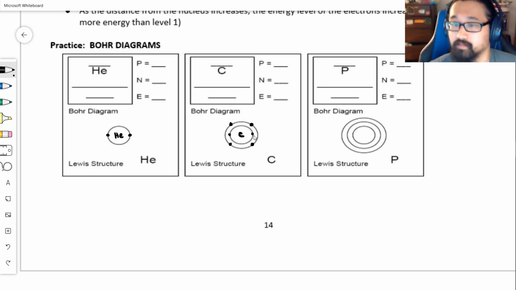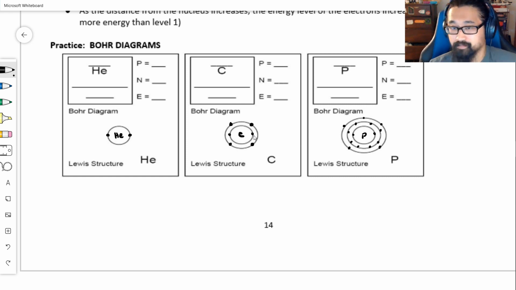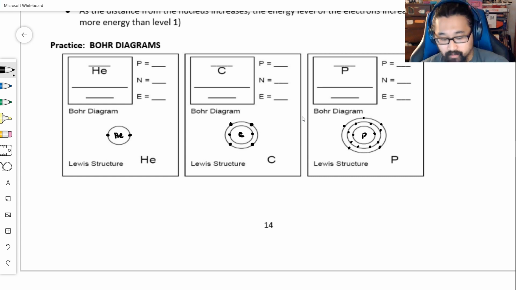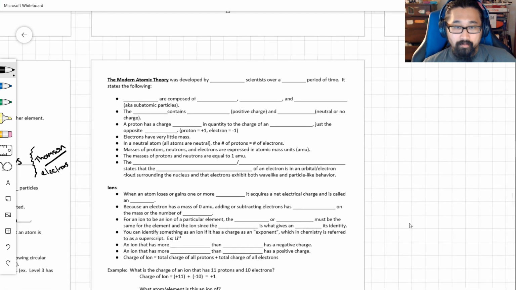Got my pen back. Finally, phosphorus. If you were to look for it, it'd be number 15. You would see 2 dots. Then you would see 8 dots. And then you would see 5 dots. And that's phosphorus. Right? Now, Bohr diagrams are not superbly difficult. However, the big thing is to make sure that you have the correct number of dots on the correct levels.